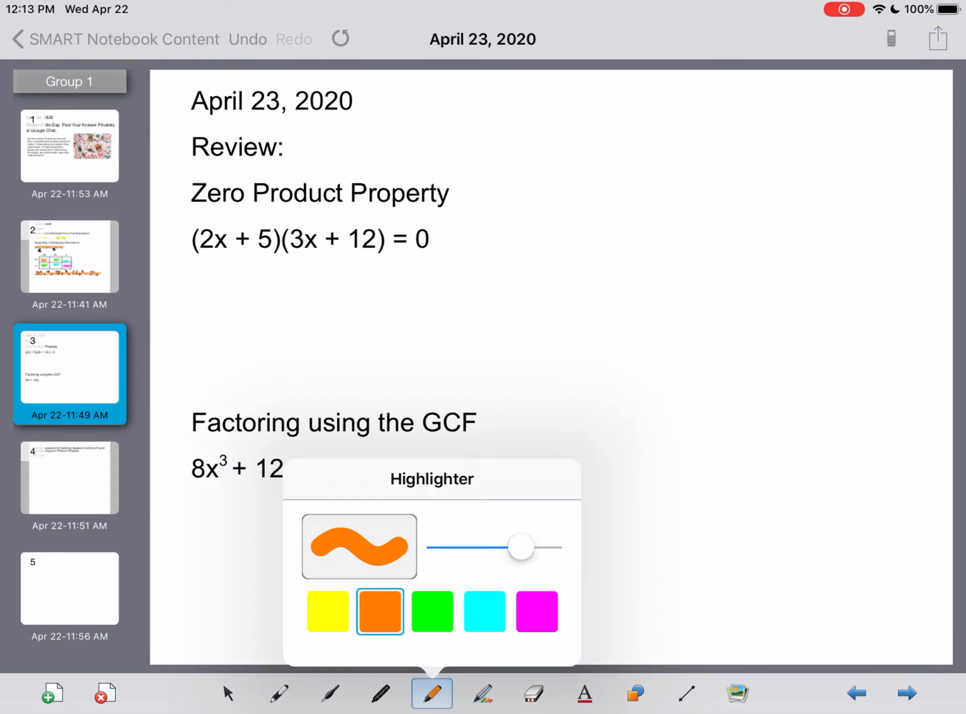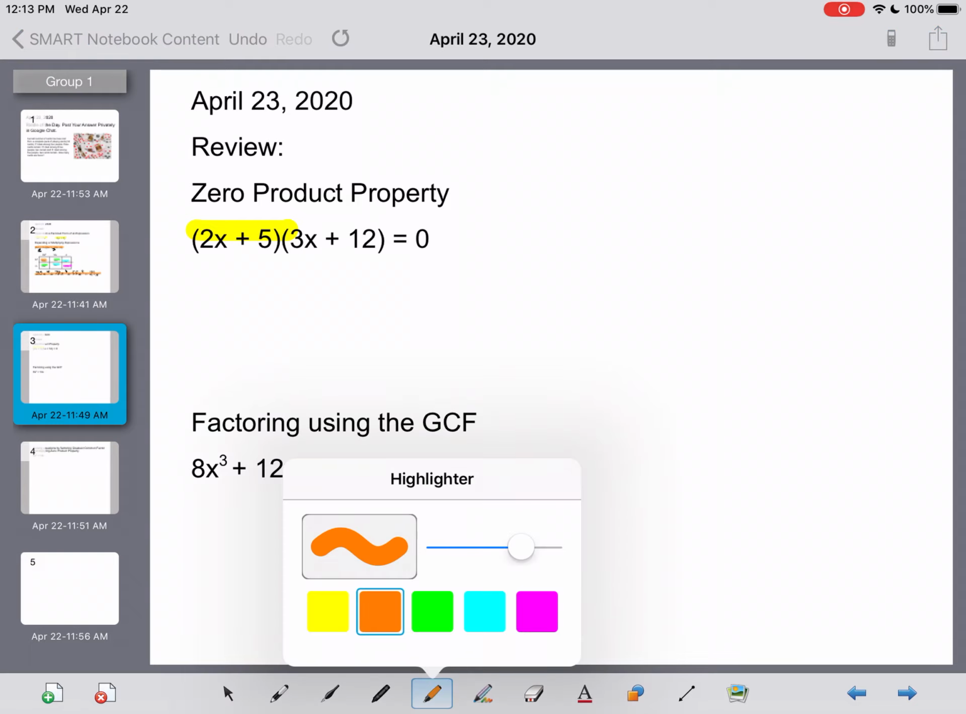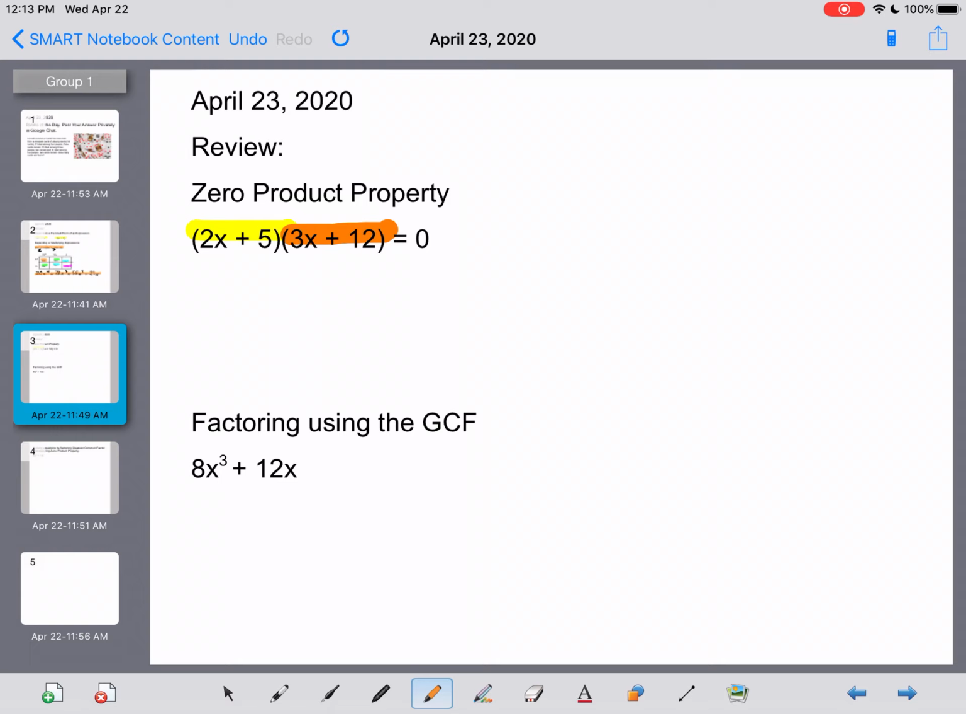So take a look at this. The quantity of 2x plus 5 times the quantity of 3x plus 12 equals 0. So that means either the yellow expression or the orange expression has to equal 0. Or both of them. They both could equal 0. So I'm going to write out two equations to figure out what x is. Either 2x plus 5 has to equal 0, or 3x plus 12 has to equal 0. And then I just solve for x.